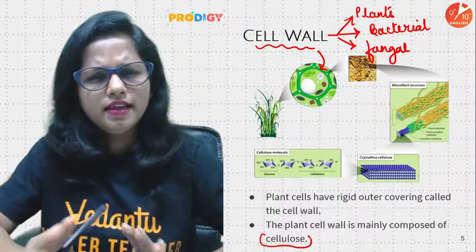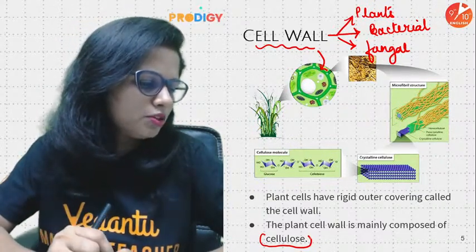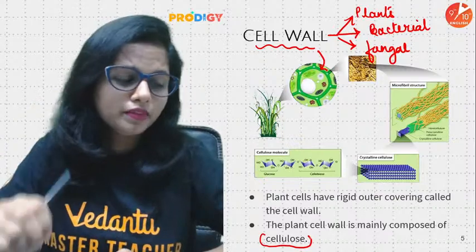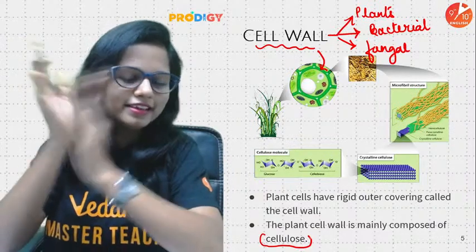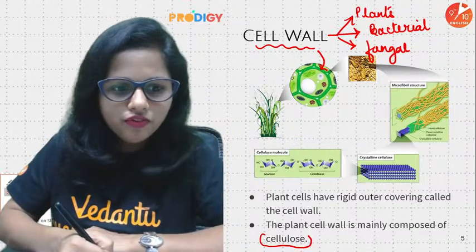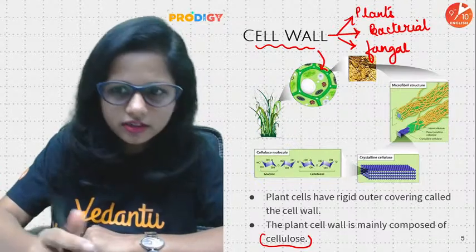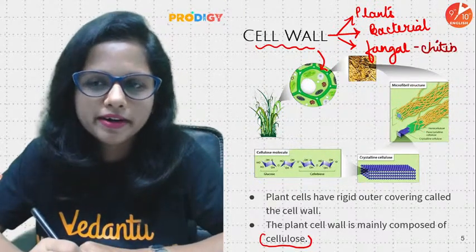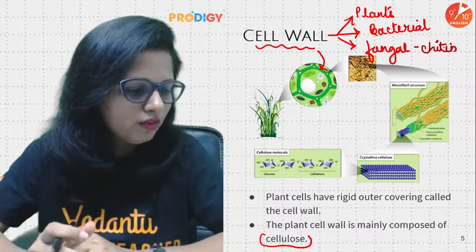However, does anyone know, in fungi, cell wall is made up of which substance? In fungi, cell wall is made up of which substance? That's chitin. So in plants it is cellulose, and in fungi it's chitin. Let me use another color. So in fungi it is made up of chitin, again a complex carbohydrate. And then in bacteria, in bacterial cells, the cell wall is made up of what? Cell wall is made up of what?